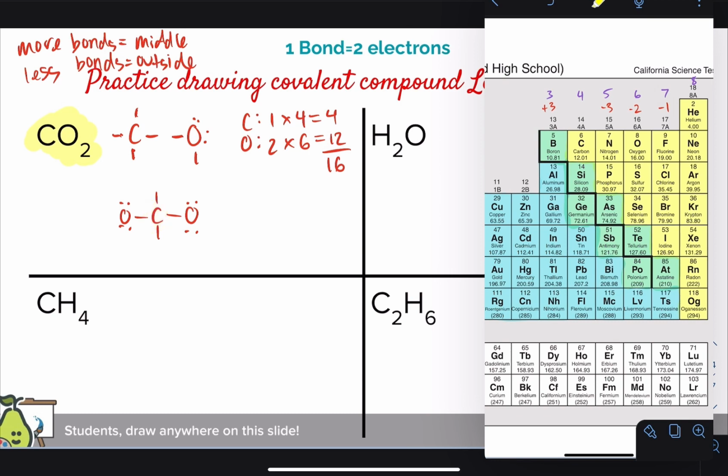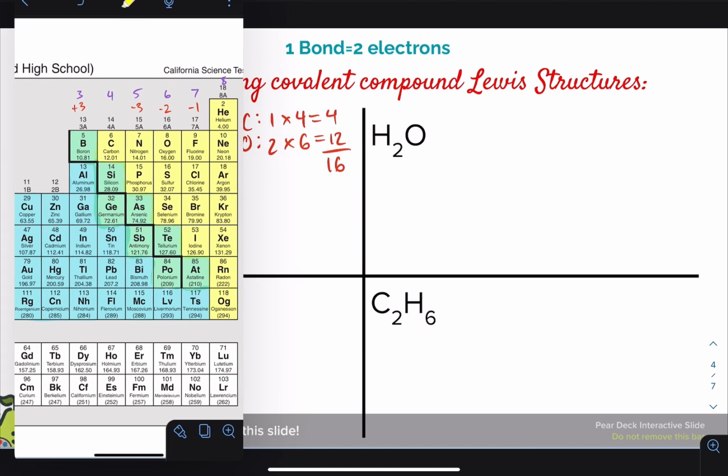What we can do is move these bonds over here so that they can be shared between those 2 atoms. So when we do that, it's going to look like this. Now the carbon has those 4 bonds, and each oxygen has those 2 bonds. And we have the correct number of electrons. We used all the atoms, so that is the final structure.